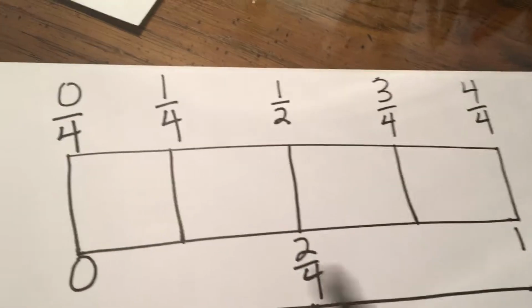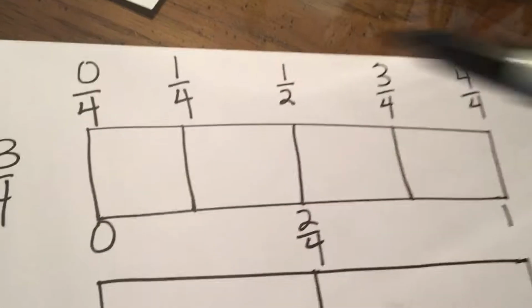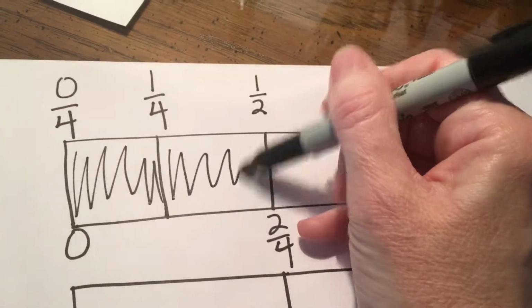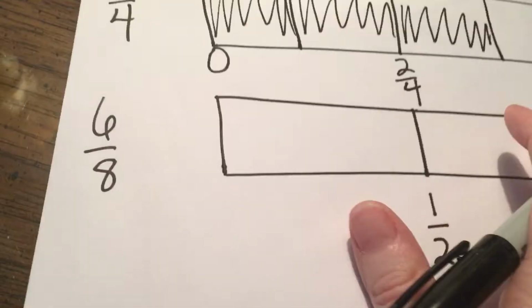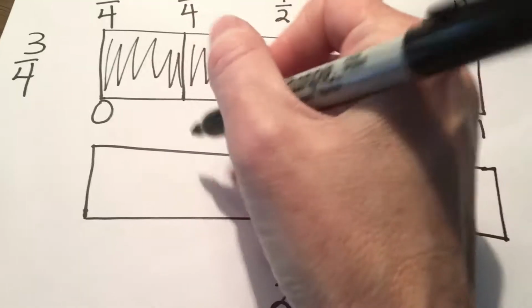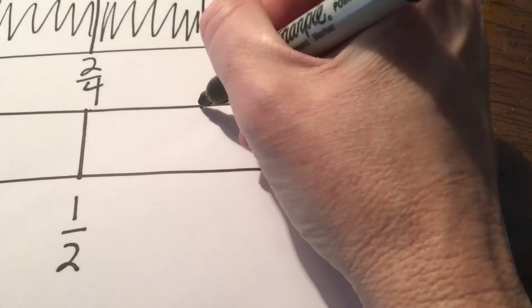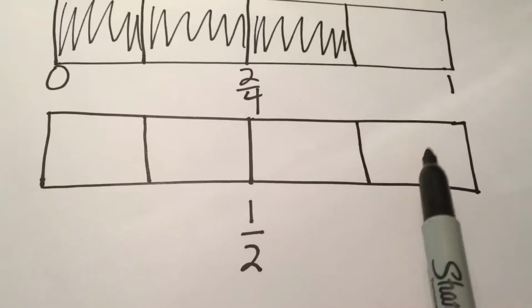Okay, so now 3/4 of the vases have white flowers. So 1/4, 2/4, and 3/4. Okay, so that's my model for the first one. The second one is 6/8. So I'm going to do the same thing I did with 4ths. First I'm going to cut it in half, making it as equal as possible. I'm going to cut it in half on this side. Now I have 4ths. 1, 2, 3, 4.